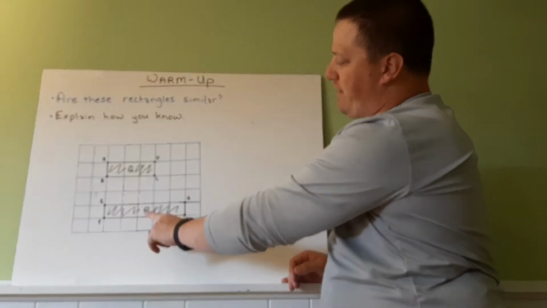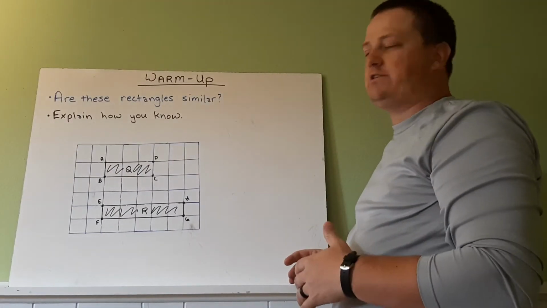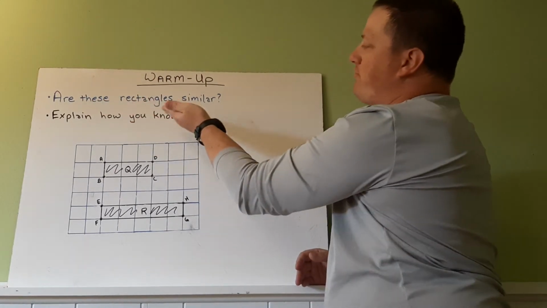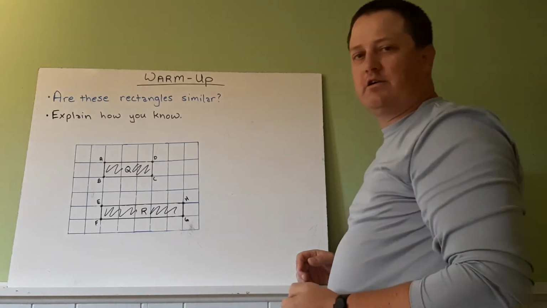All right, so for this warm-up, you're going to look at these two rectangles. I have rectangle Q and rectangle R. If you want, draw this drawing. It doesn't need to be perfect, but I have a question. Are these rectangles similar? So would you say that rectangle Q and R are similar?